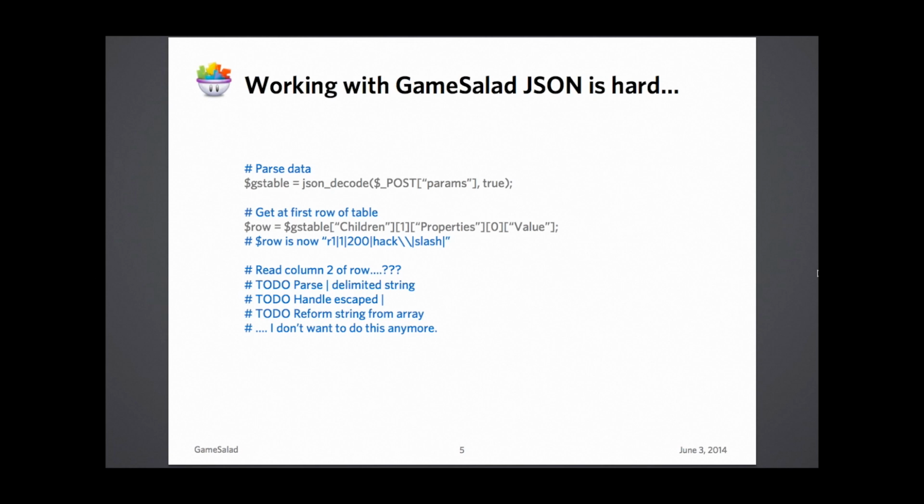If you have a look here, this is kind of what you have to do with the JSON data structure that gets sent to the server from GameSalad, and it's not a natural map to what the table does. For instance, you have to go to children, and then get the first thing in the children, properties, get the first thing in the properties, or the second thing in children, first thing in properties, and then the value. And that actually gets you the data for the row.